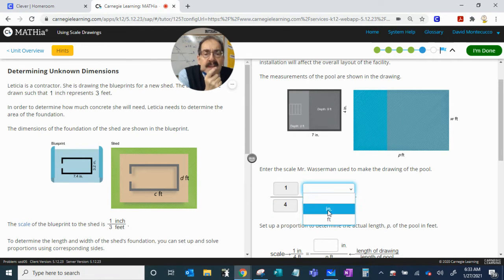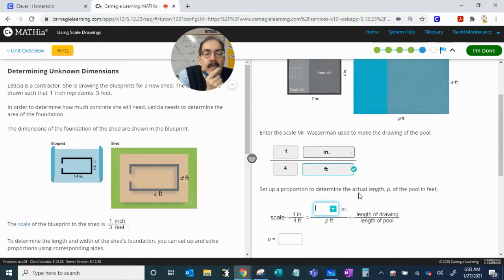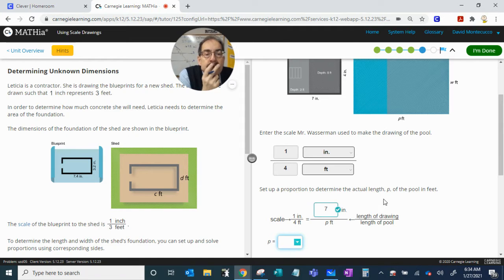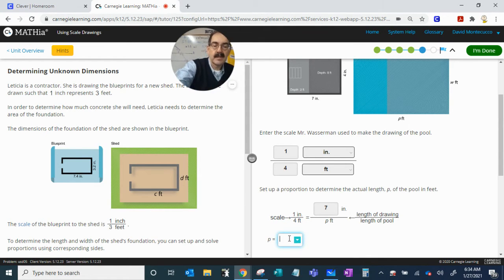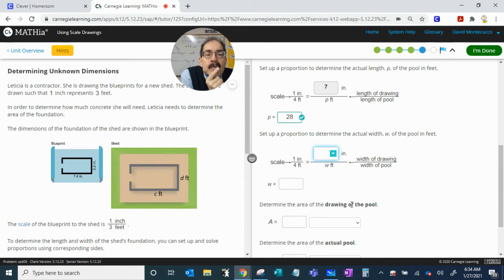Now here we have inches, got to have our units, and this is in feet. Now 1 to 4, we want to know P, the length P. Well, we had 7 inches. So the length of the pool is going to be 4 times the 7. 4 times 7. Don't need a calculator. Let the computer do the work for you.